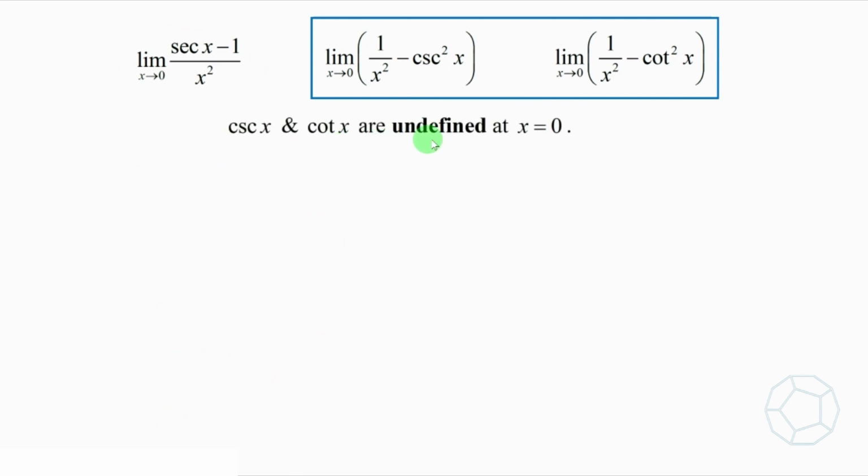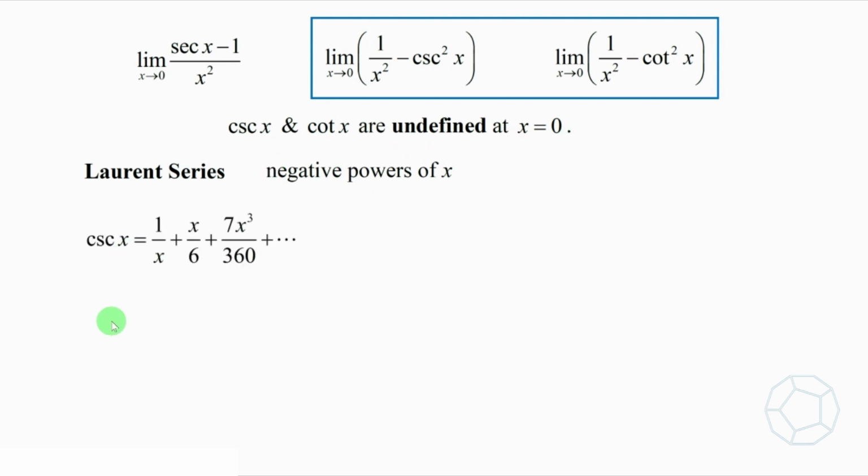However, cosecant x and cotangent x are undefined at x equals 0. So we can't do the same thing on these two functions. Instead, we can make use of the Laurent series. To make it simple, Laurent series is similar to Taylor series, but it also includes negative powers of x. Therefore, even if a function is undefined at x equals 0, we can still find its Laurent series. Now, the series of cosecant x and cotangent x are the following. You can see the term 1 over x for both series. For a non-zero limit, we consider squaring both cosecant x and cotangent x. That's pretty much about the origin of these two limits.